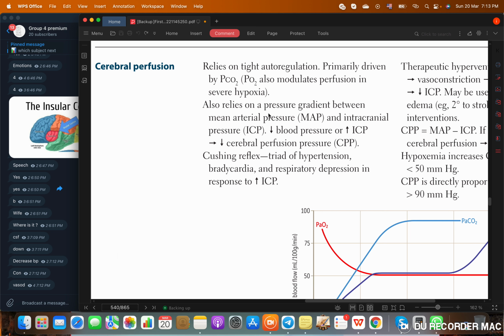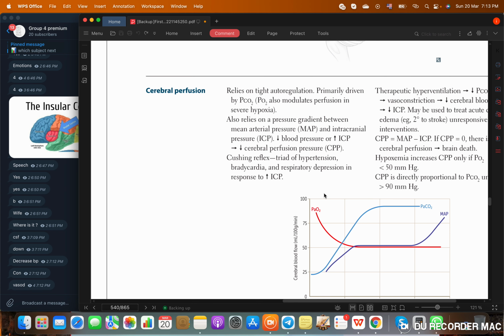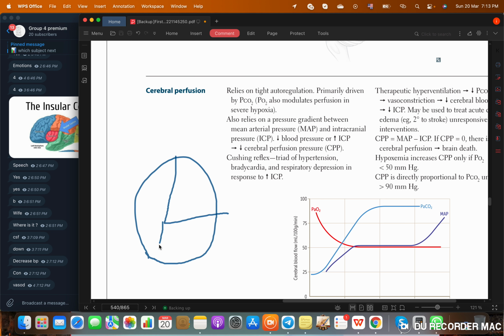It also relies on blood pressure, a gradient between the mean arterial pressure, which is basically the blood pressure, and intracranial pressure. Nice. So what does that even mean? What it means is that if you have low blood pressure or a high intracranial pressure, you will have less perfusion pressure. Why? Again, that stupid picture I just made, it was really stupid to cancel it. Okay, let me just make it again.